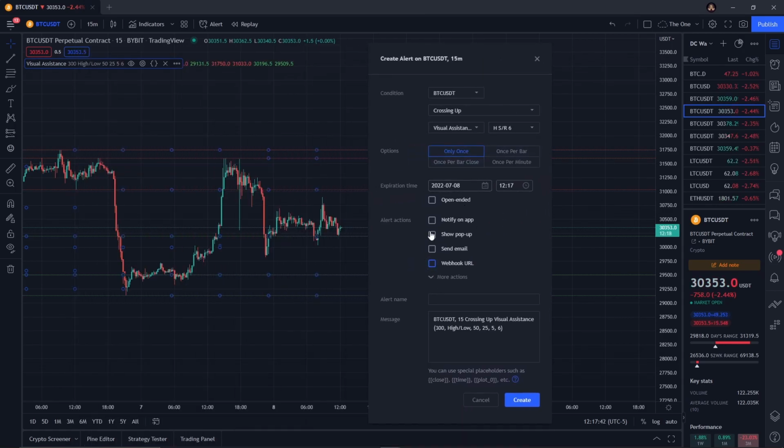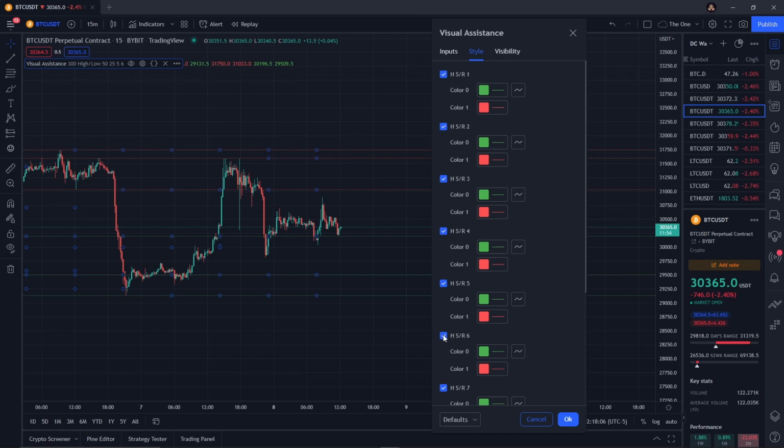We're not going to use a webhook. We're just going to go ahead and show a pop-up. We're going to say BTC crossing resistance. And then we have our message to display right there. So now when we have price crossing up over the value of number 6, we'll get an alert.